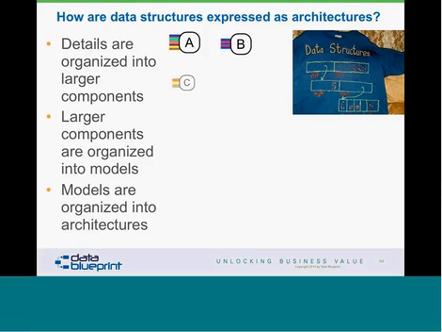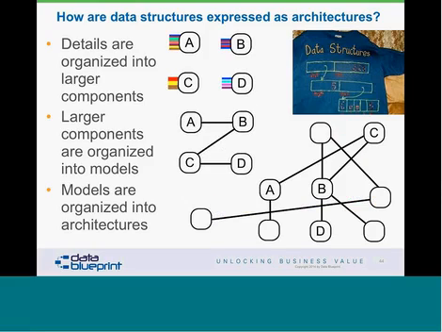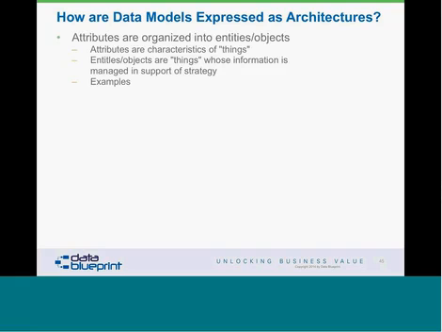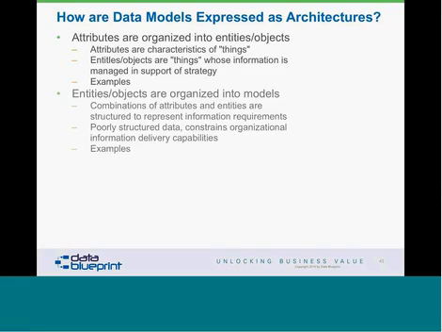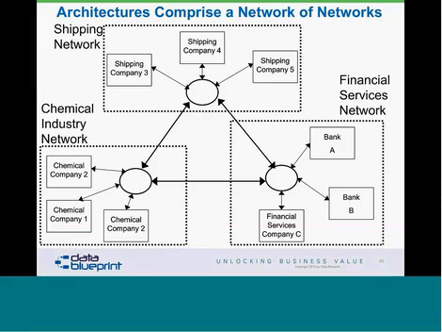Now, data is expressed as architectures by details being organized into larger components. The larger components are then organized into models, and the models are then organized into architectures. This allows us to look at the same parallelism in data, which is that attributes get organized into entities, entities are organized into models, and once again, the models are organized into architectures. You can see that the attributes are the most granular and the architectures are the most abstract. We tend to use models of architectures when we're talking about things that cross system boundaries in particular.